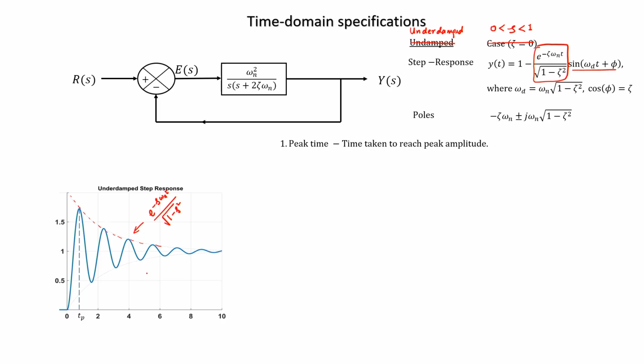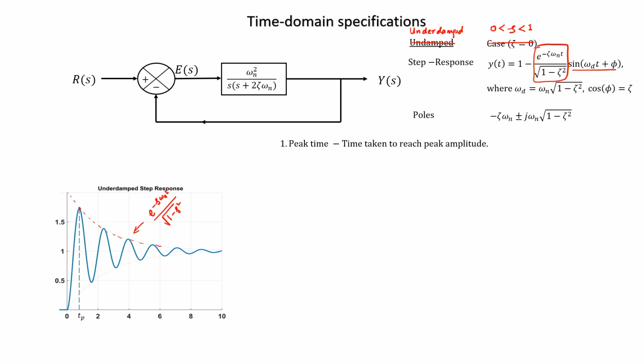Now, one of the specifications here is the peak time. What is peak time? Peak time is the time taken to reach the peak amplitude. The peak amplitude is at this point, so the time taken to get to this point is the peak time of the response. So, the question is, how do I find out the peak time?